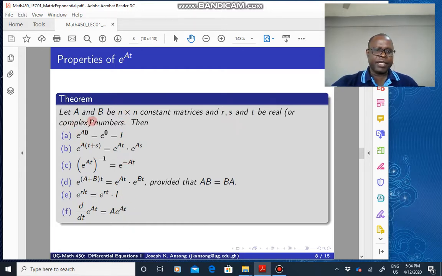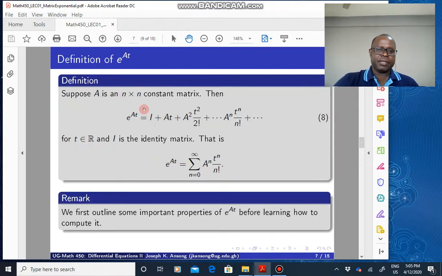So let A and B be n by n constant matrices, and r, s, and t are just real numbers or complex numbers, they are not matrices. Then e to the A times 0 equals e to the 0 equals I. In other words, just plug t equals 0 into the definition. If t is 0, all you have is I, because all the other terms go to 0.